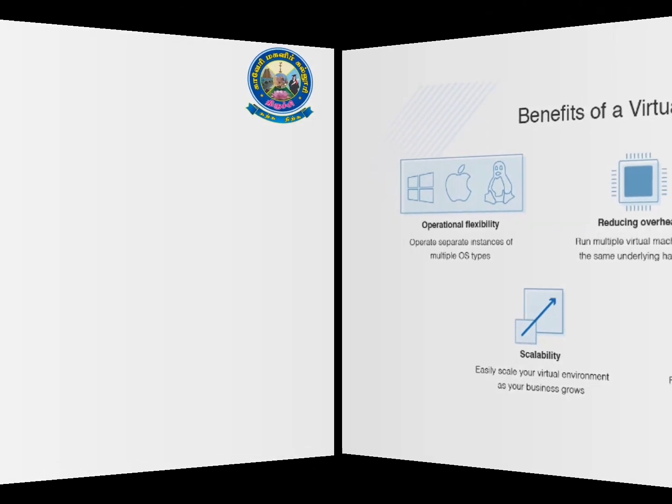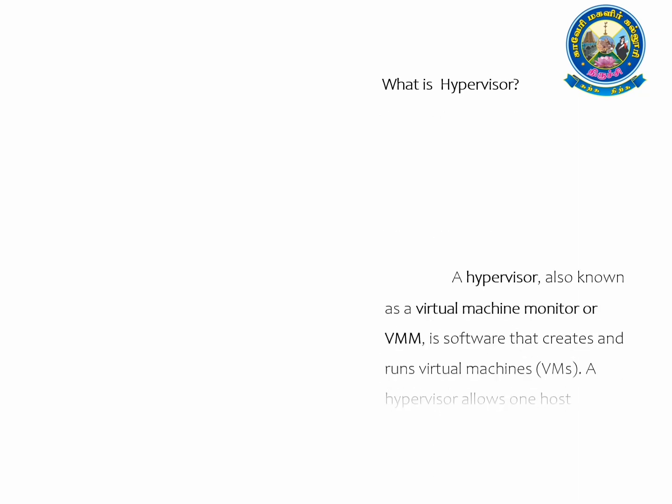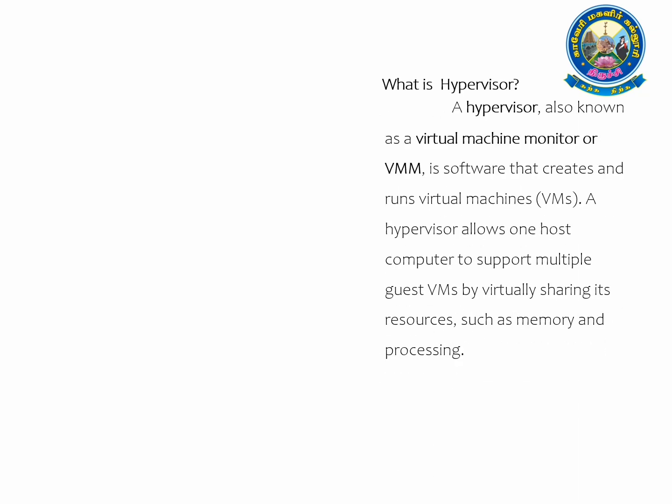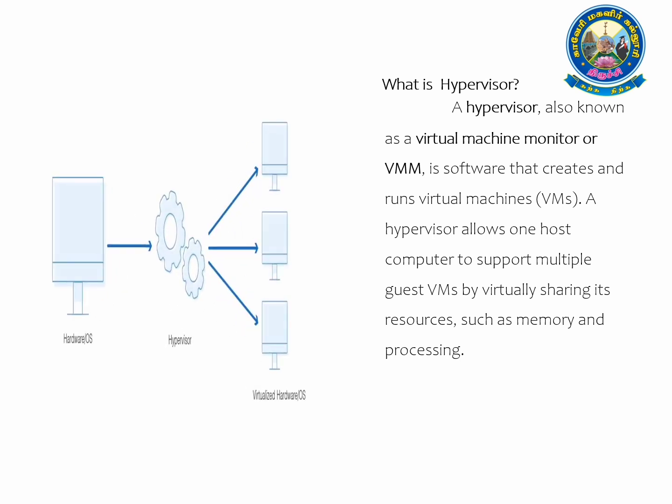And then a hypervisor, also known as a virtual machine monitor, is software that creates and runs virtual machines. A hypervisor allows one host computer to support multiple guest VMs by virtually sharing its resources such as memory and processing. It means the software creates and runs virtual machines. With a hypervisor, one host is available, but there are multiple resources to accept and store it.